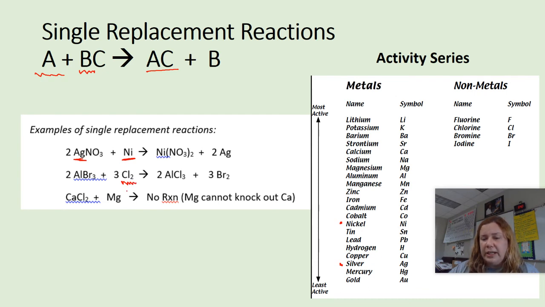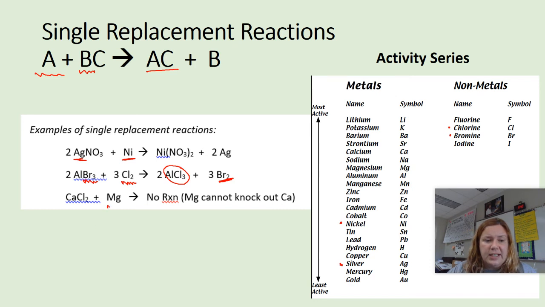Now the second one here, my single is chlorine. My chlorine is a nonmetal, so I'm comparing it to bromine, which is the other nonmetal. I look at my activity series nonmetals, and I see chlorine and I see bromine. Chlorine needs to knock out bromine. Chlorine is above bromine, it's more reactive, so chlorine can in fact knock out bromine. But look where it's knocking it out. Chlorine's going to go hang out with aluminum and leave bromine hanging by itself.